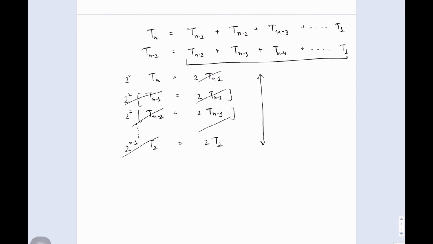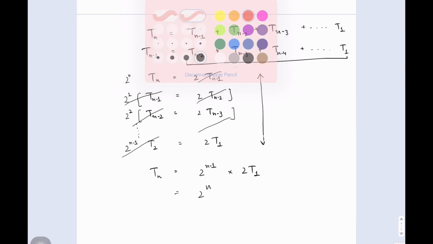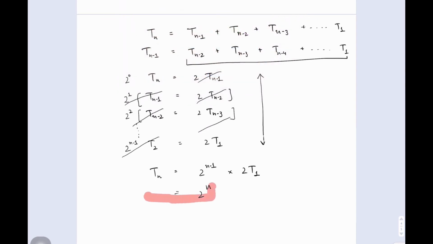And what will remain is T of n is equal to 2 raised to power n minus 1 into 2 of T of 1, which is 2 raised to power n. T of 1 is constant only. So we have derived that the time complexity is actually exponential, 2 raised to power n. So now let's think of how we can optimize this.